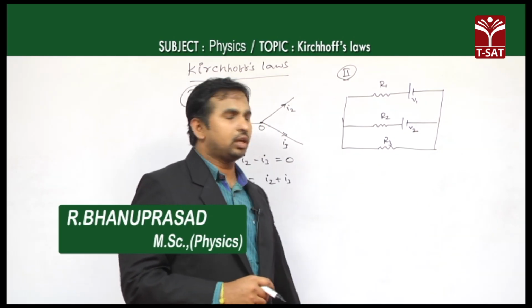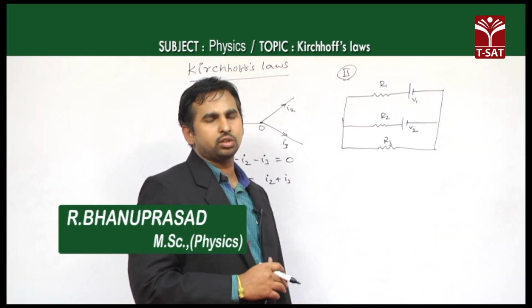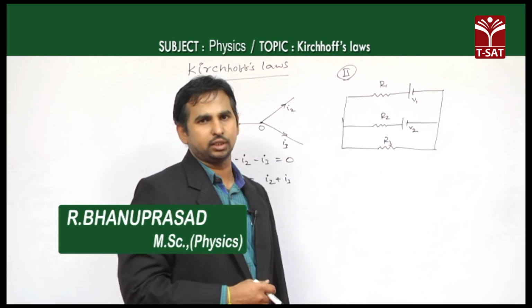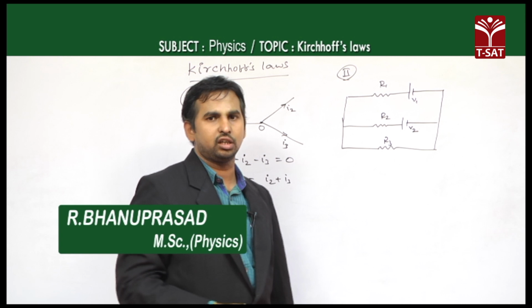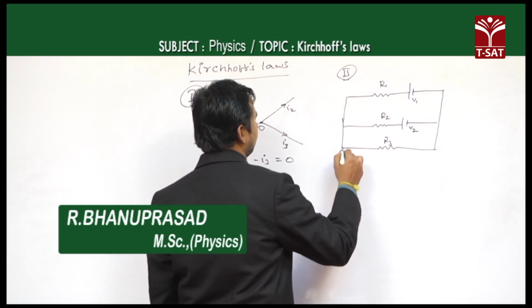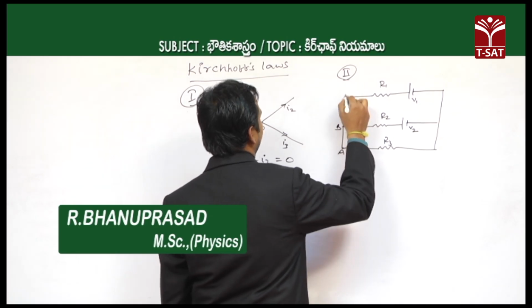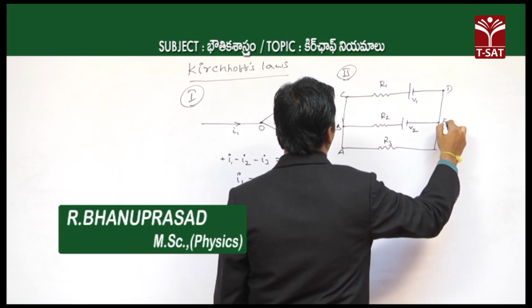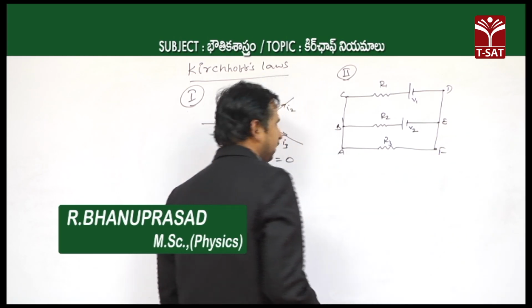Now, according to this Kirchhoff voltage law, also called the Kirchhoff loop law, we are taking a closed loop. If you take the junction points, let us suppose here it is A, this is B, here it is C, this is D, here it is E, and here it is F.